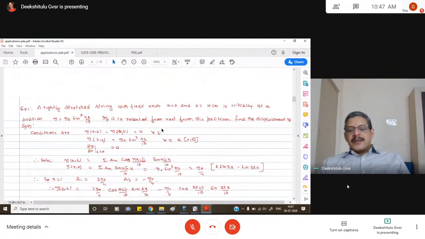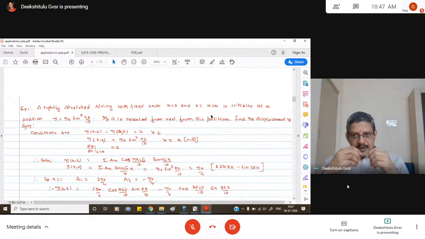So consider an example here. A tightly stretched string with fixed ends, x is equal to 0 and x is equal to 10 cm. That means the length of the string L is given. 0 to 10 means L is 10 centimeters. From the problem we have to get all the points one by one.